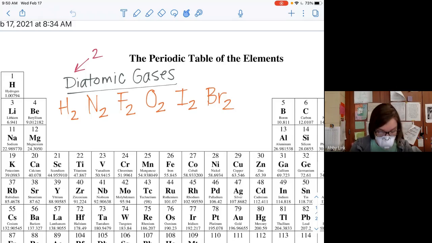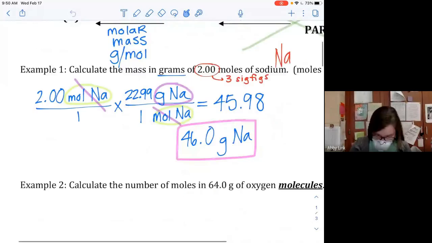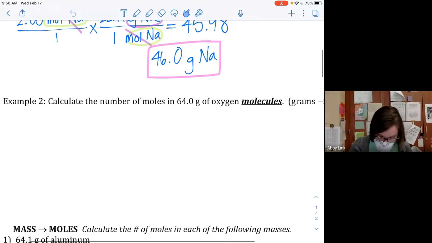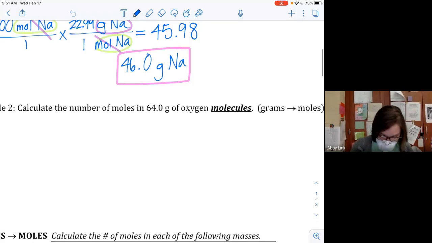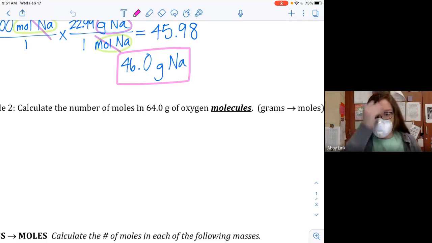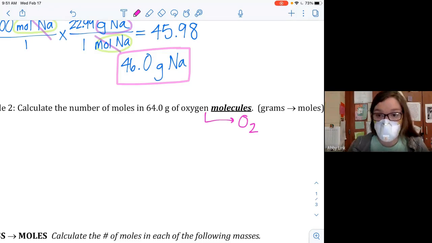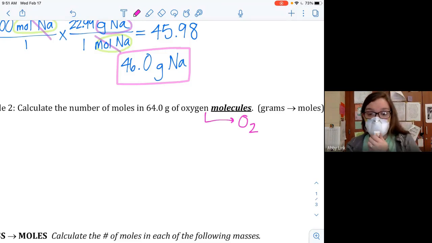All right, so let's jump back to our worksheet, and let's take a look at example number 2. Example number 2 says calculate the number of moles in 64.0 grams of oxygen molecules. Clearly we just talked about diatomic gases for a reason. When this tells you that you're dealing with oxygen molecules, you're not just dealing with O, you are dealing with O2. You're dealing with oxygen gas molecules, okay? That's not going to terribly impact our problem, but it will impact a piece of our problem.